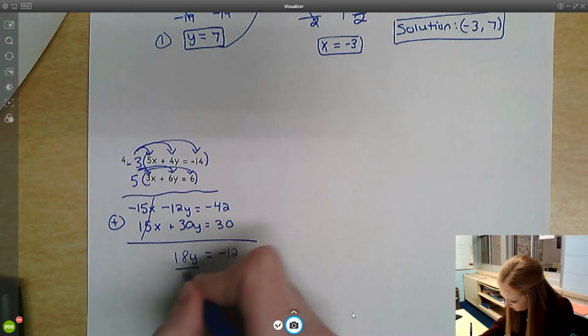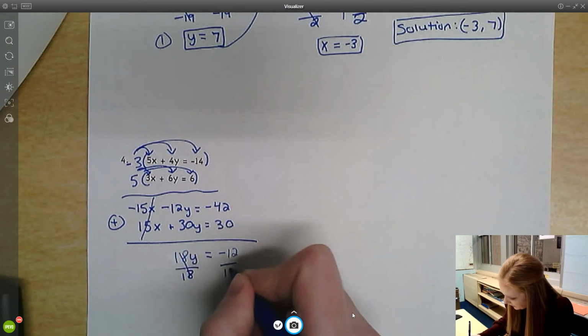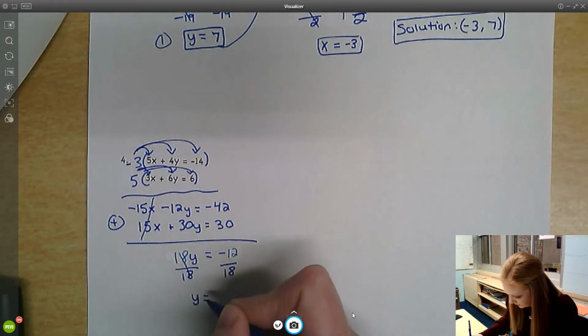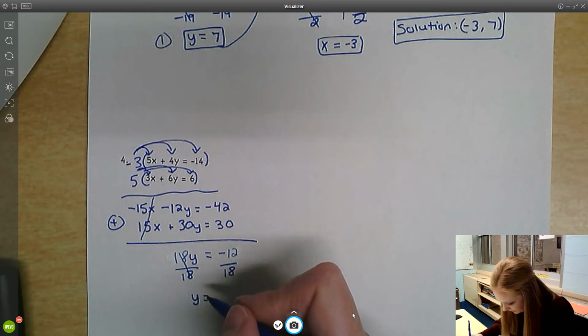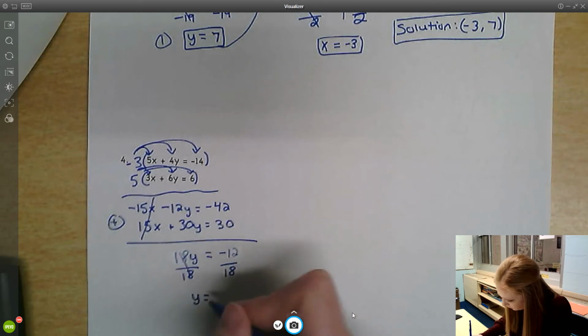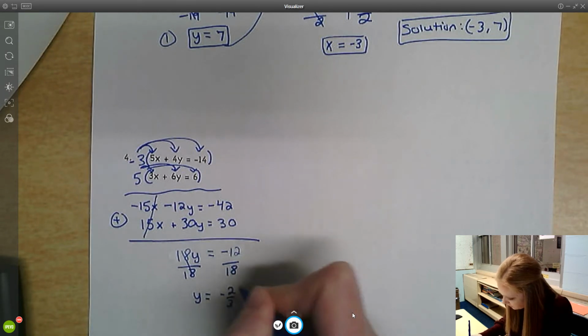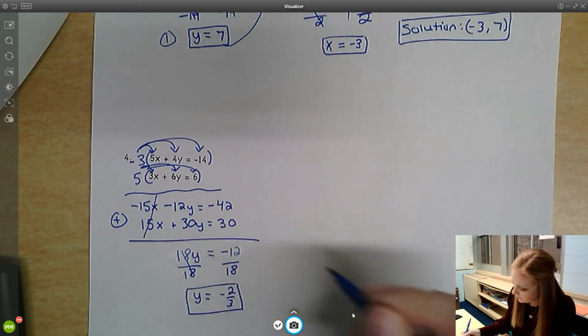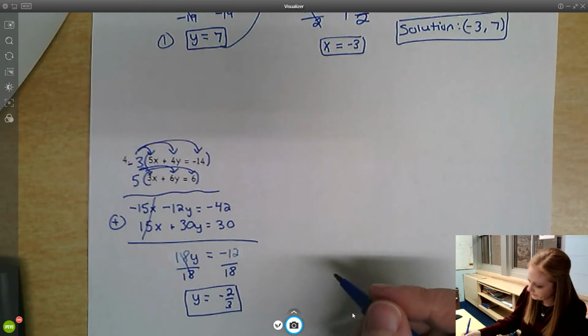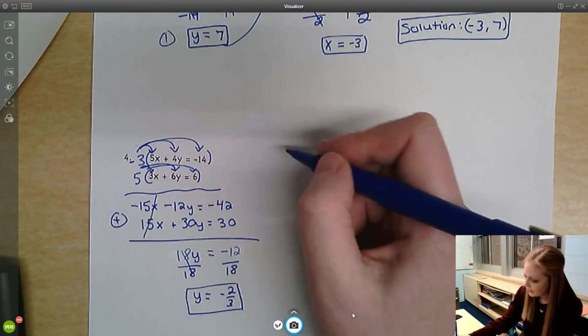All right, then we divide both sides by 18. Negative 12 divided by 18. We're going to get the fraction negative 2/3. All right, sounds fun. Now let's solve for x.